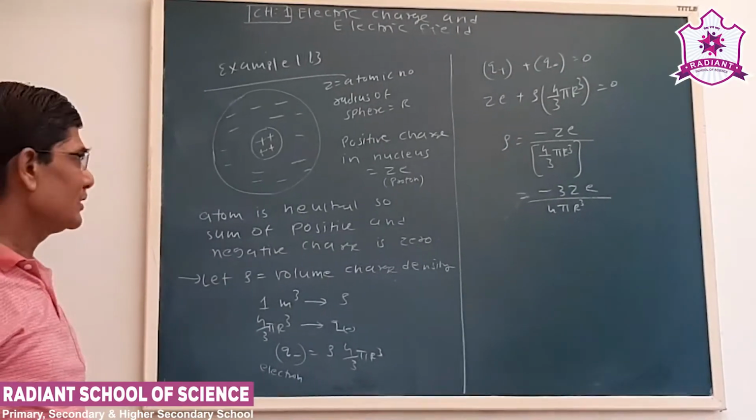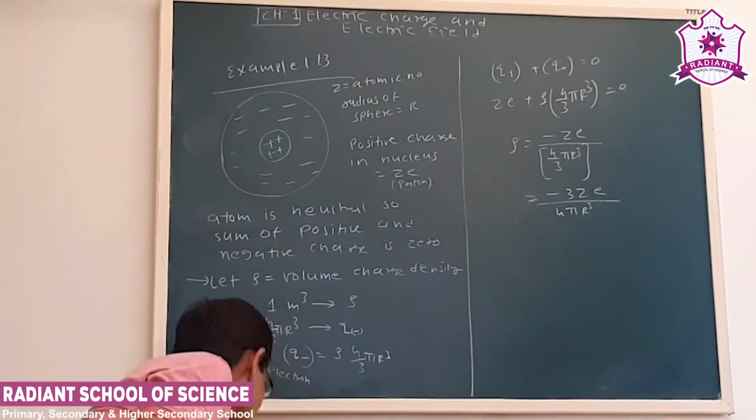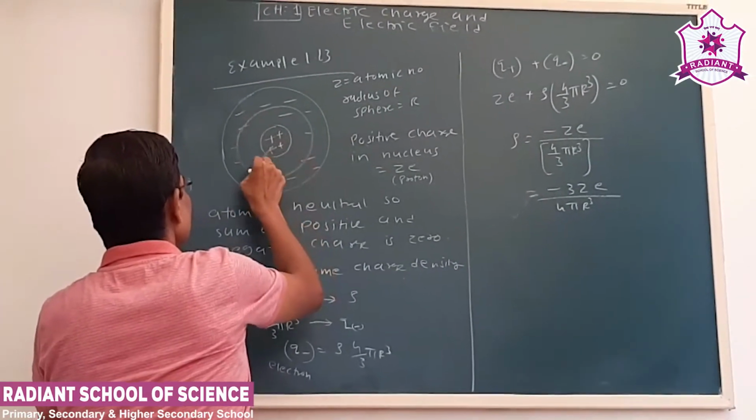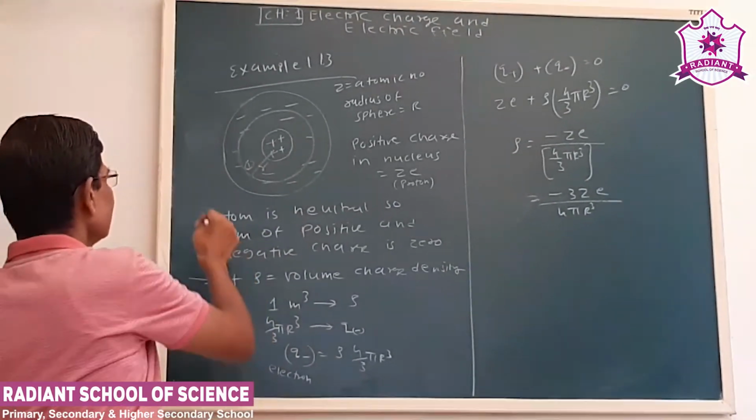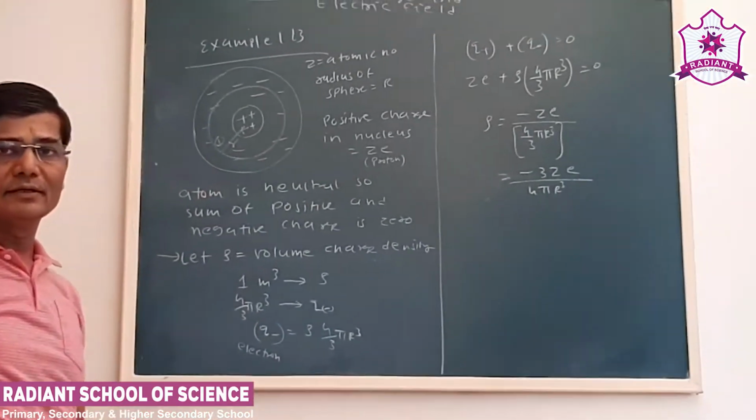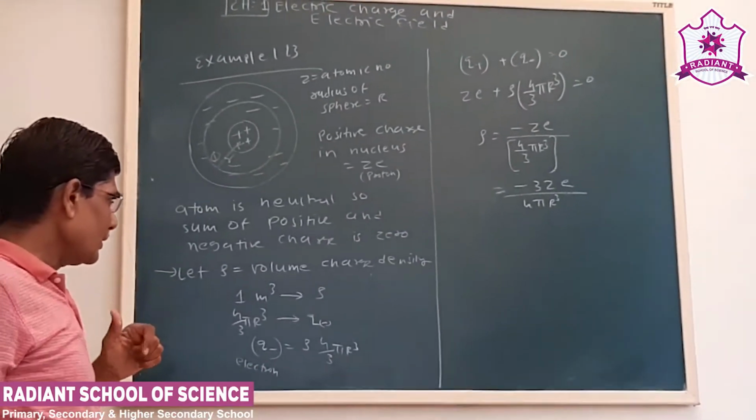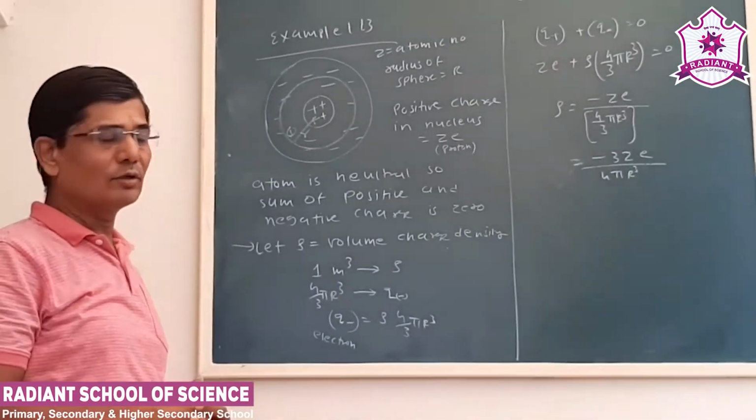Now the question says we have to find out the electric field at a distance r inside the sphere, let us say r less than R. This is the first point where we have to find the electric field. And the second point is the electric field outside the sphere. Now see here, the total sum of positive and negative charge should be 0.